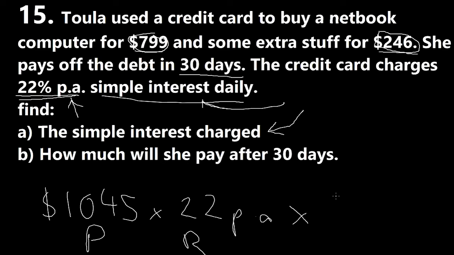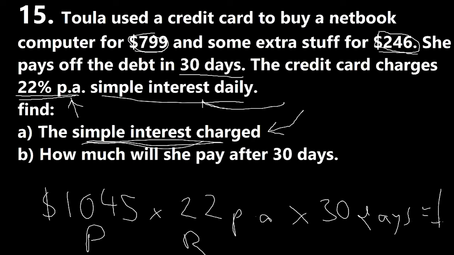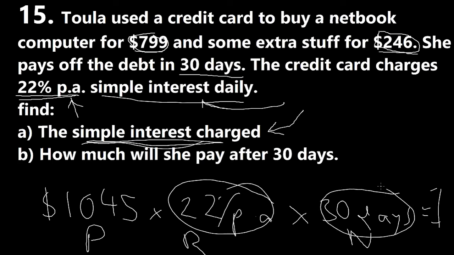So what we're going to do is try and find just the interest that she's going to have to pay at the end of this. So she's going to be going for 30 days, okay? And that's all going to equal the total simple interest. So that's going to be our N. But as we can see, we've got to check that these are in the same unit. So this 22% per annum and this 30 days are not in the same unit. So we're going to have to change one of them.